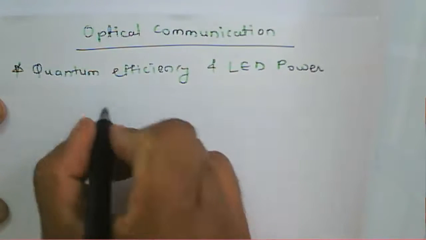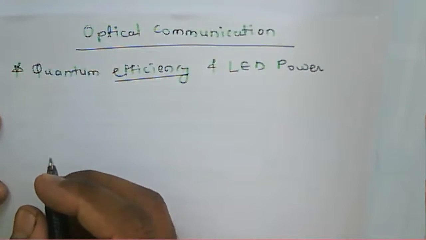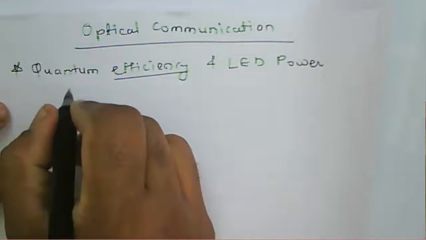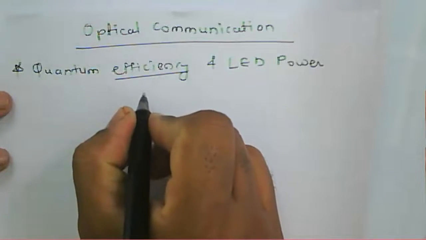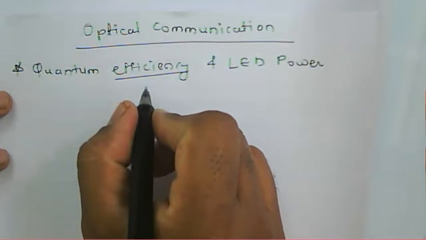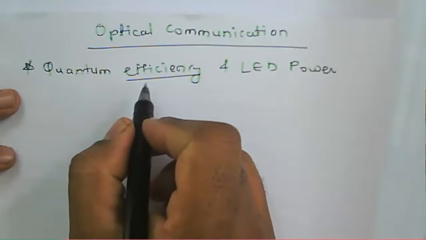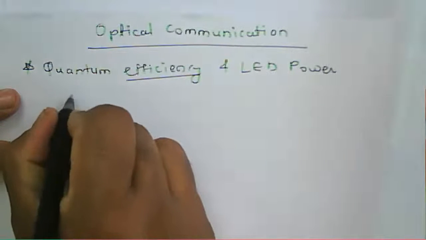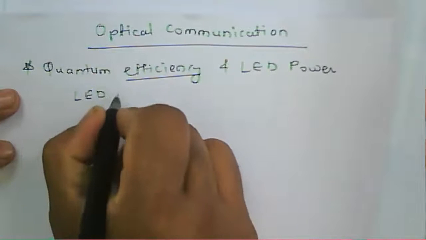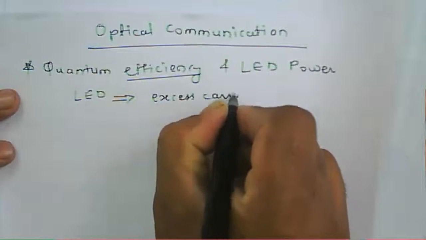Now, to talk about quantum efficiency, that efficiency depends upon two factors: internal quantum efficiency and external quantum efficiency. To understand what we mean by quantum efficiency, we should know, for a given light emitting diode, what excess carriers are present.